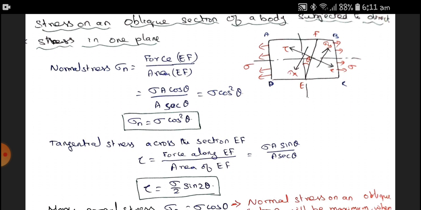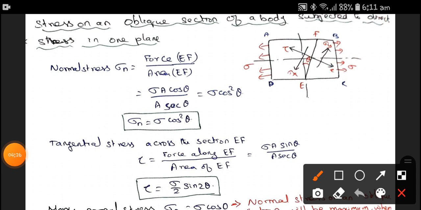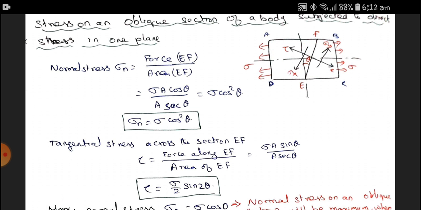The tangential stress is the stress across the section. Here you can see the tau across the section. The tau is the force along the EF section, sigma into A sine theta, divided by the area of EF, that is A secant theta. Here sine by secant is equal to sine 2 theta. Therefore, tau is equal to sigma by 2 sine 2 theta.